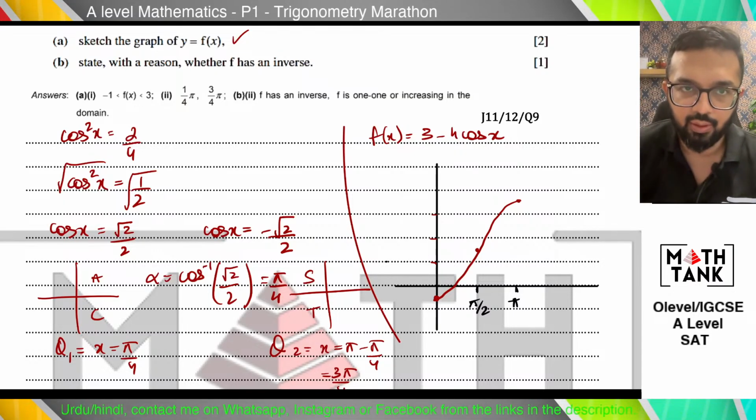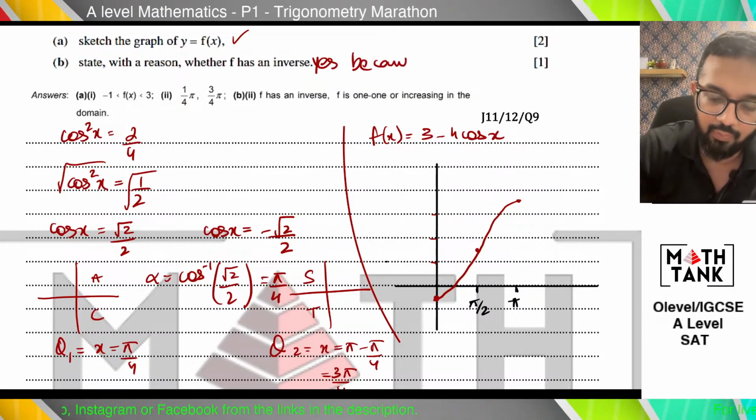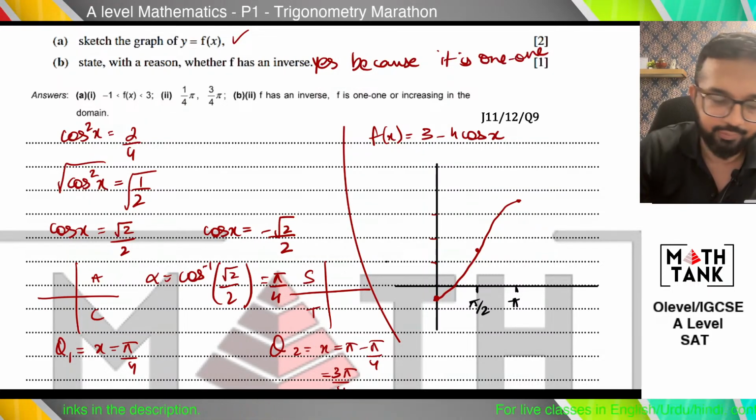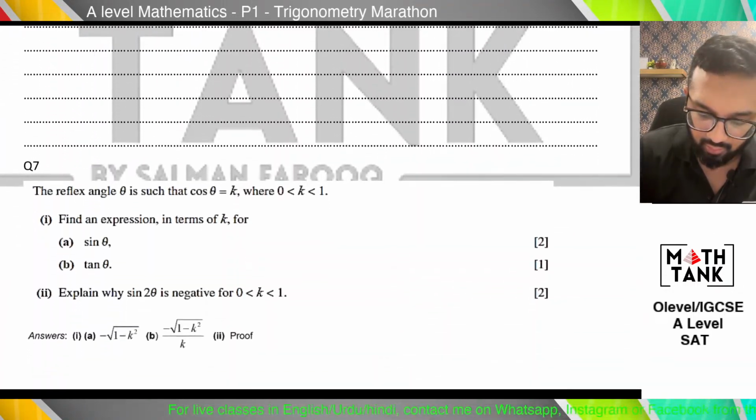Last part says state with the reason whether f has an inverse. Yes, because it is 1 to 1.